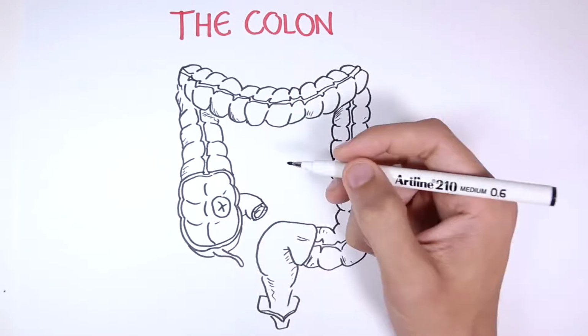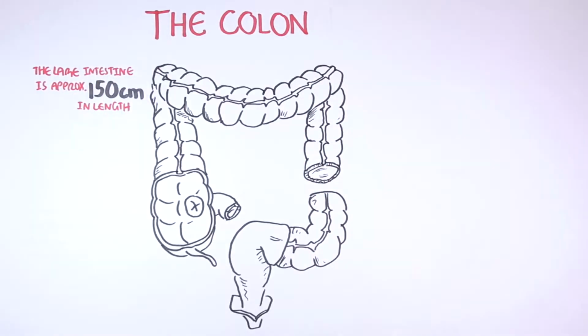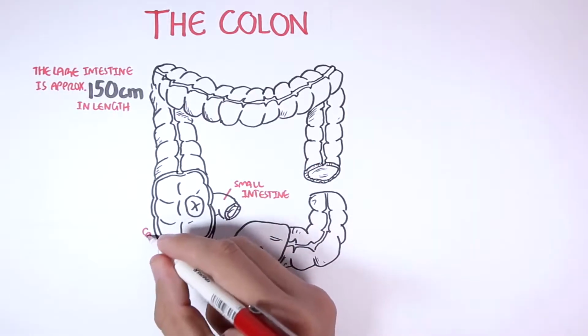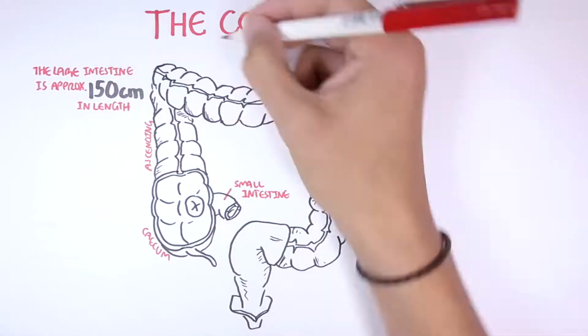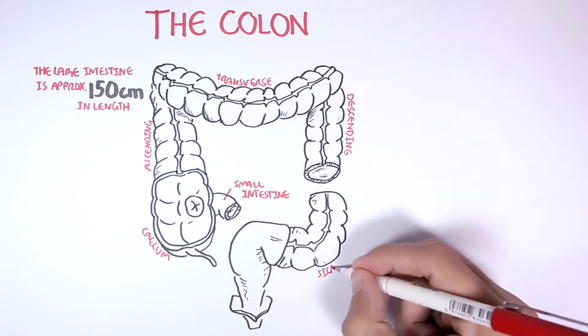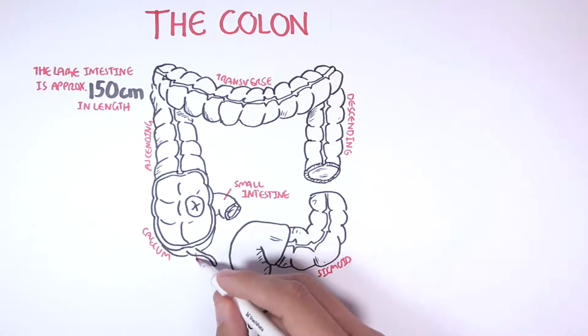The colon or large intestine is approximately 150 centimeters in length. It is divided into a few sections. The small intestine here will join to the first part of the large intestine, known as the cecum. Then there is the ascending colon, the transverse colon, descending colon, sigmoid colon, and finally the rectum. Waste is excreted through the rectum and anus.